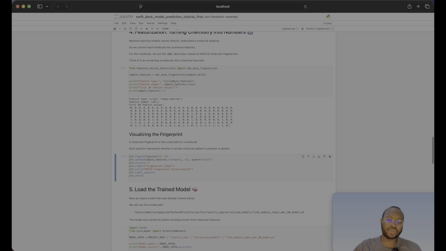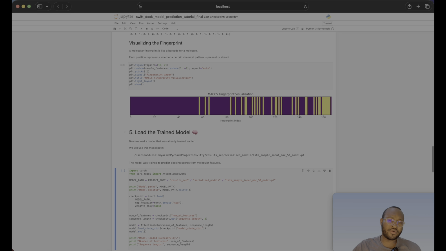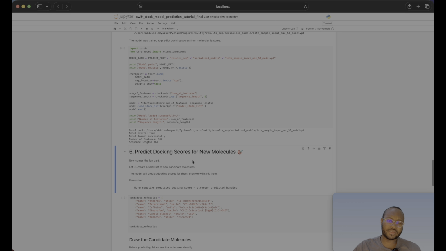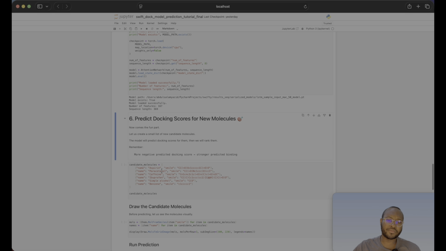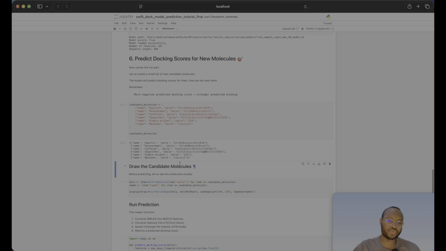Let's visualize it. At this particular position, for example, position 57, I think, or maybe 56, it's asking a question and the answer is yes. So that's why we have yellow, which means 1. I've already trained the model. Let me load it. After loading, we have these candidate molecules, new incoming molecules, and their SMILES. We don't know their docking scores. We don't want to dock them. We just want to use the model.